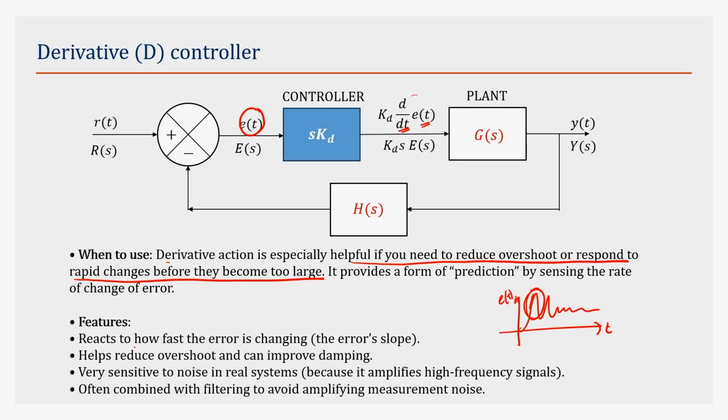So, the features of the D controller are, it reacts to how fast the error signal is changing, it helps reduce overshoot and can improve damping. Now, this is very sensitive to noise, we will talk about this, and we will also have to use filtering for that. We will talk about this in the subsequent lectures. Those are practical issues that we face during implementation of PD controllers.